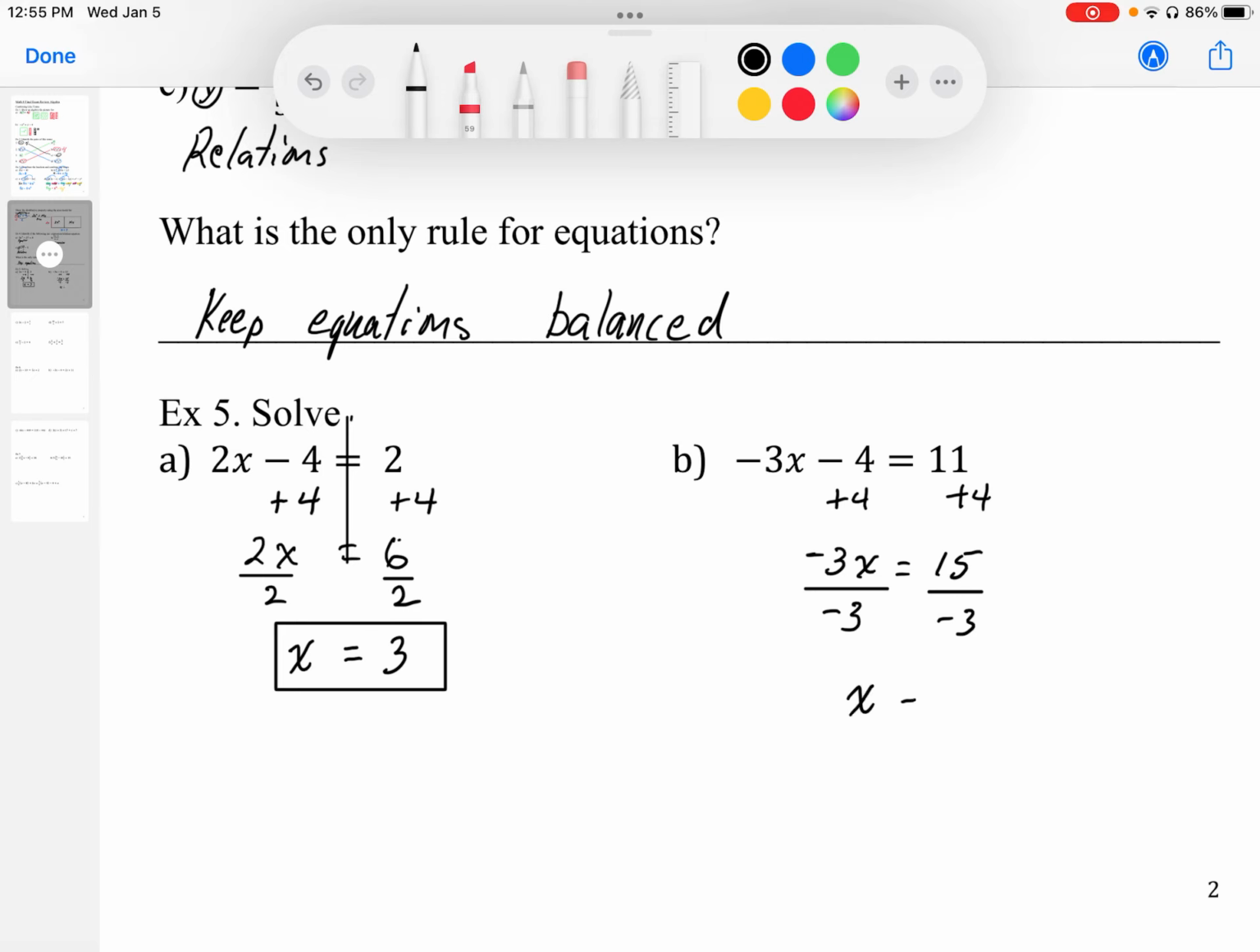Negative divided by negative gives me the positive x, which is what I'm looking for. 15 divided by negative, positive divided by negative is negative. 15 divided by 3 is 5. So here I've kept it balanced. That's my only rule. By keeping it balanced and getting x by itself, I've now solved for x.